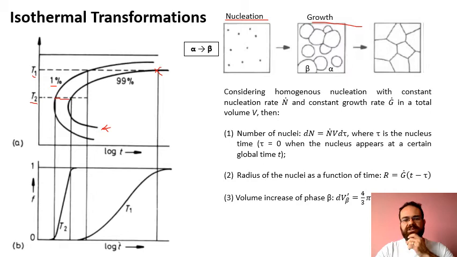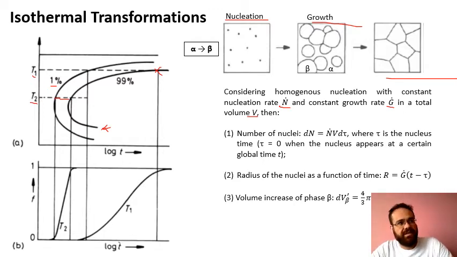So we have nucleation, the appearance of the first particles of beta, they start growing, and then we would form the final structure over there. By considering homogeneous nucleation with a constant nucleation rate n dot and a constant growth rate g dot in a total volume V, then we can state the following.